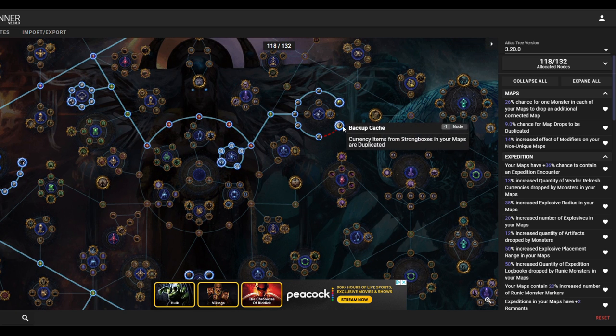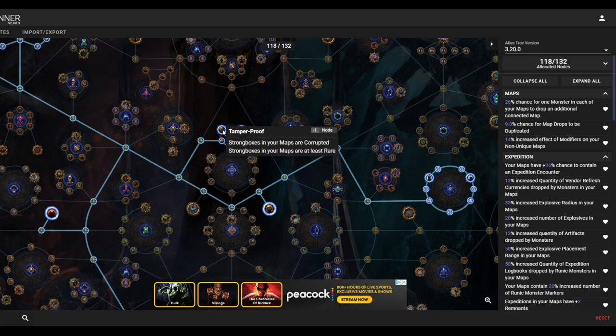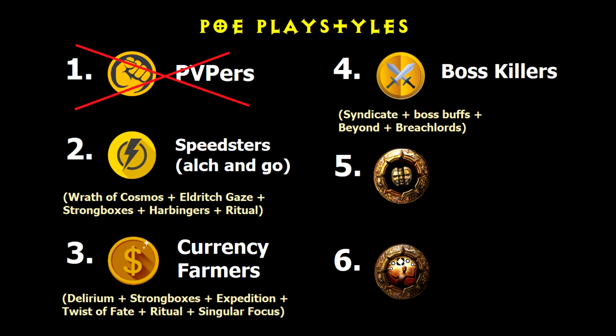We also optionally try to collect more target maps like Crimson Temple by taking Singular Focus. Finally, expedition nodes buff up explosive target range and reroll currency drops.